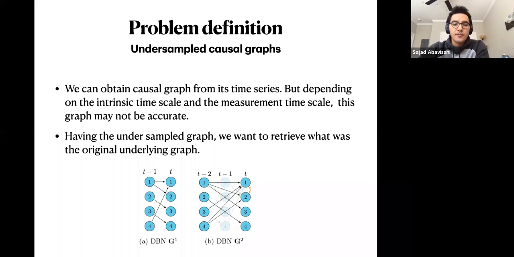For example, in this graph, as you can see, node 1 is connected to 2, and this same graph happens at each real time step. So if you look at it twice as slow as it happens, in the real world 1 is affecting 2 and 2 is affecting 3, but we perceive it as if 1 is affecting 3 directly. So the problem is, given that undersampled graph, we want to know what the original graph was.